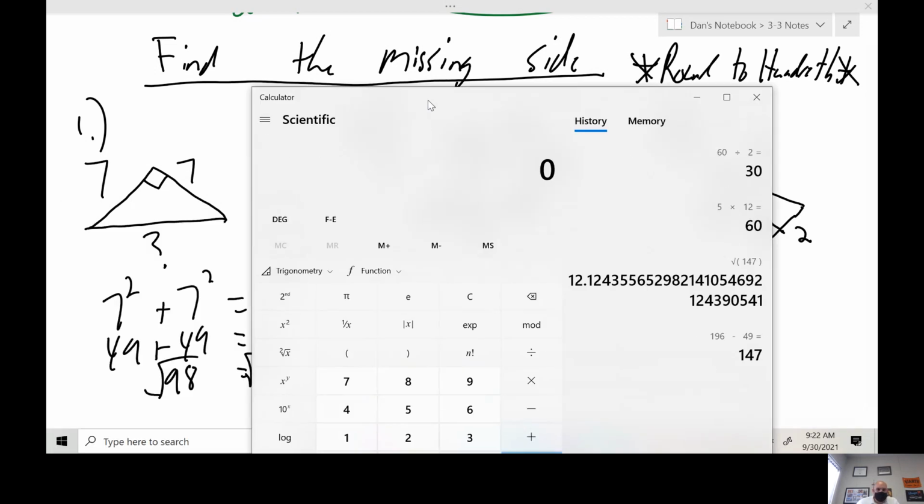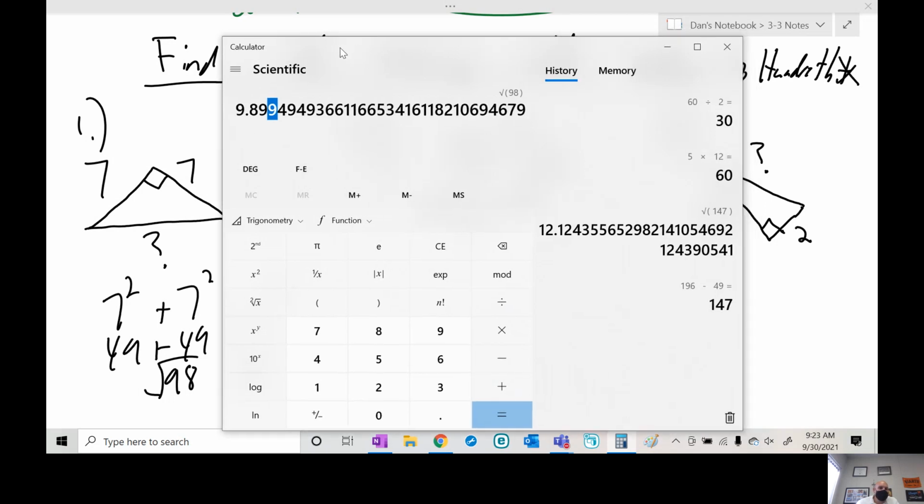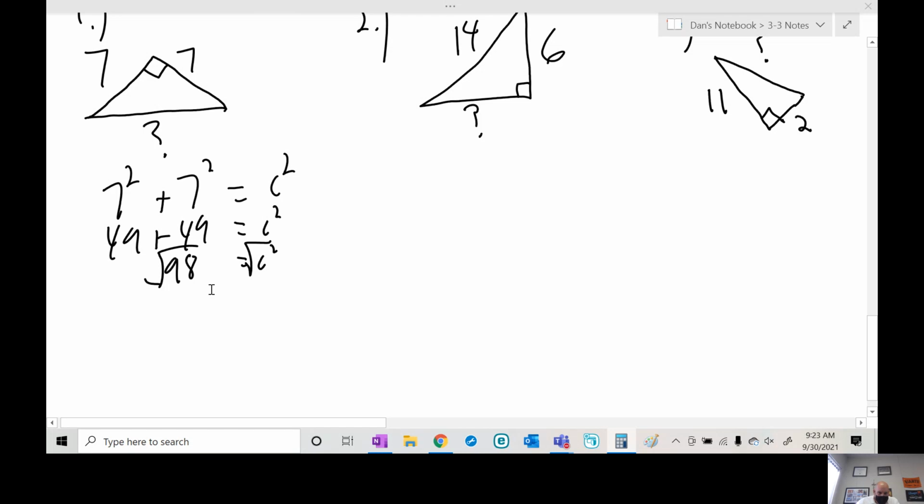And then the square root of 98. So that'd be 9.9, or yeah, 9.9, right? Because 9.89 would turn into 9.9. So 9.9 is about c.